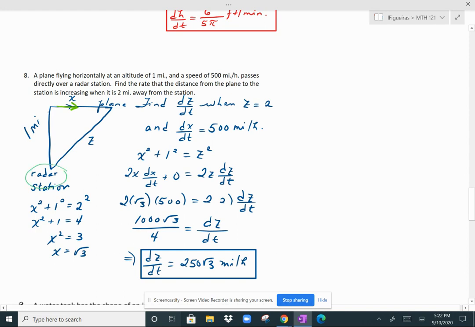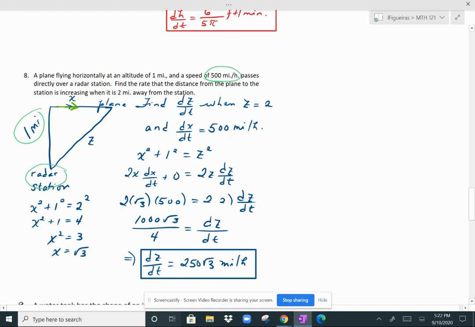The plane flies above it and is moving away in this direction. You're told that the altitude is 1 mile, so that's not changing. But the x and the z are changing. So x is the plane's direction, and we know that the plane is moving at 500 miles per hour. So that means that, again, anything that's something per unit of time will be a derivative. So dx dt is 500 miles per hour.